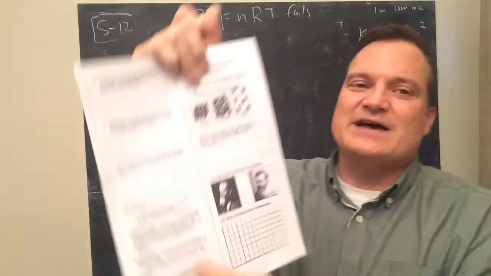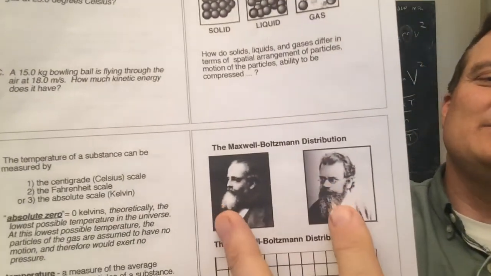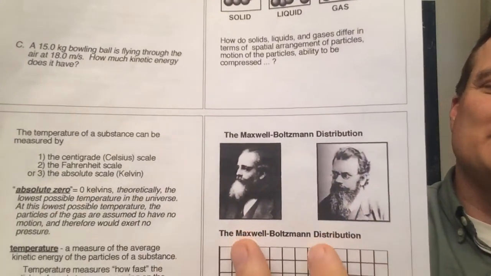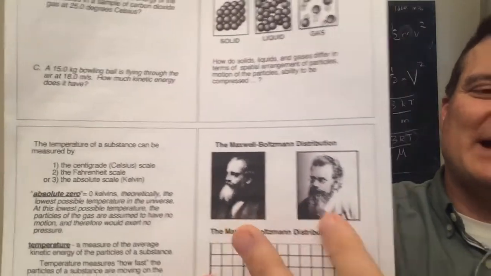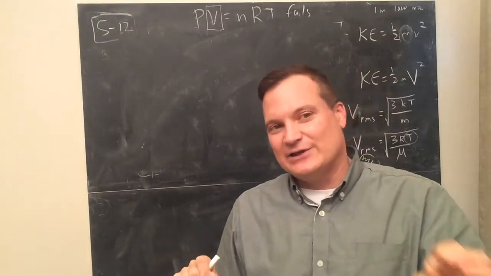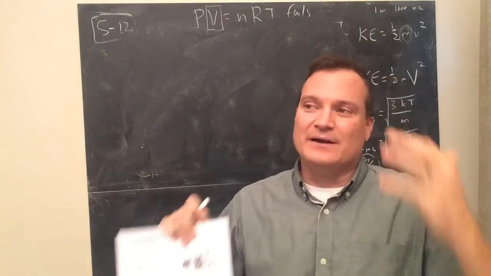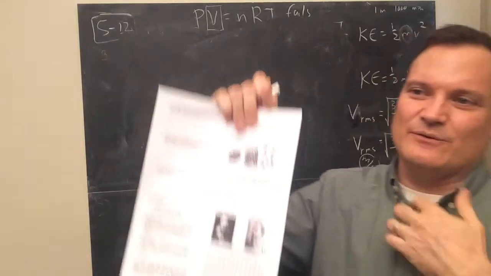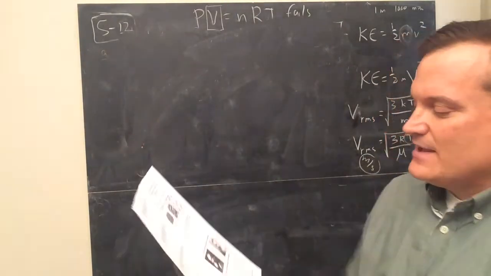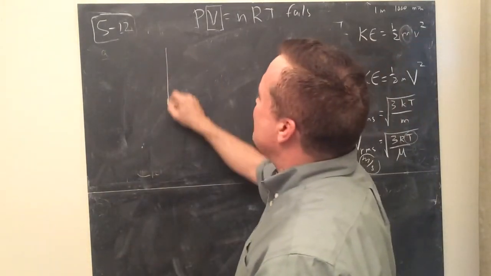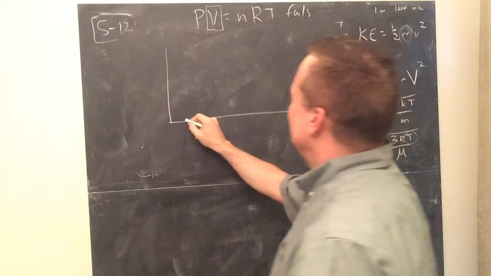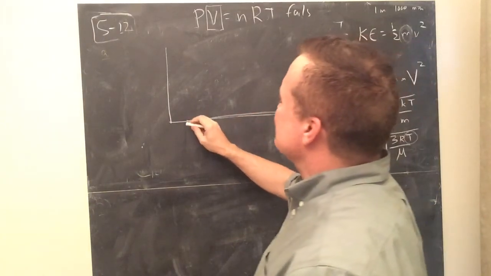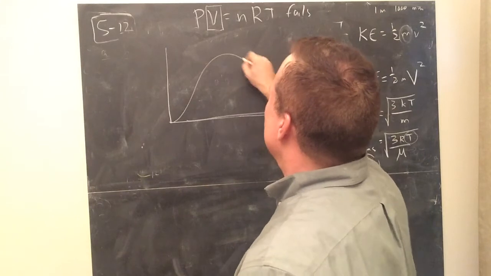What these two scientists, James Clerk Maxwell and Ludwig Boltzmann, figured out is how to graph a distribution of molecular velocities. What in the world does that mean? Molecular velocities for any gas, or really any substance, at a given temperature. And it's a really simple thing. I made a little graph grid on there for you. Guess what? It's a bell curve.